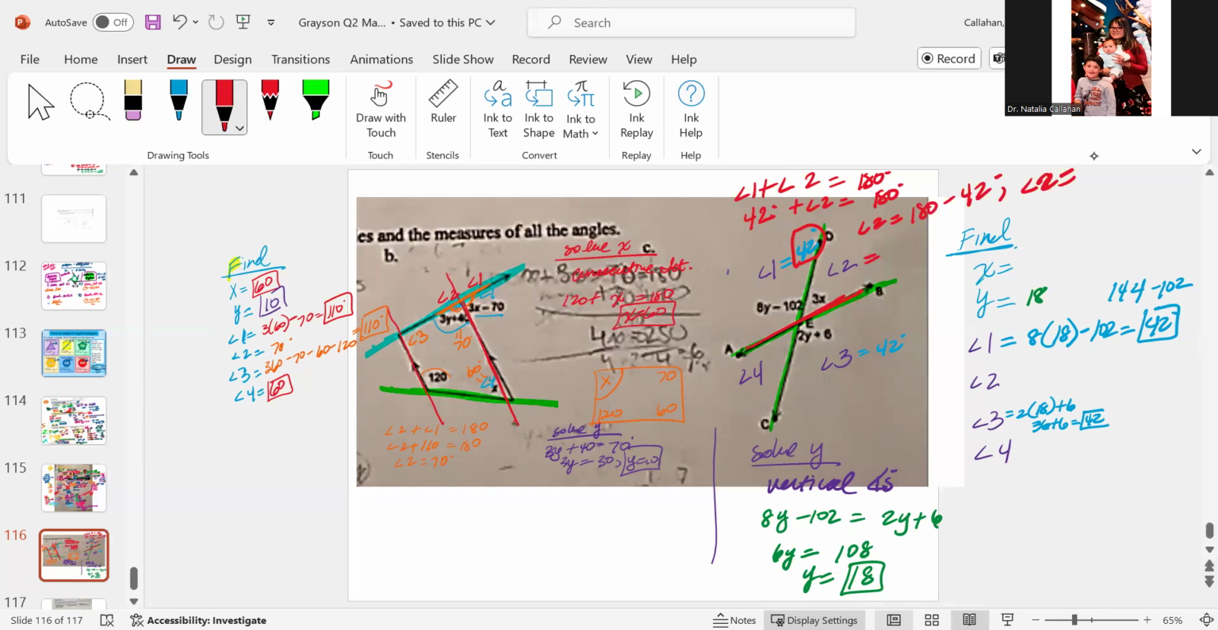Angle 2 is 180 minus 42, which is going to give me 38 degrees. Now that I know that angle 2 equals 38 degrees, I also know that angle 2 is 3x. So I set 3x to 38. So angle 2 is equal to 3x, which is equal to 38.